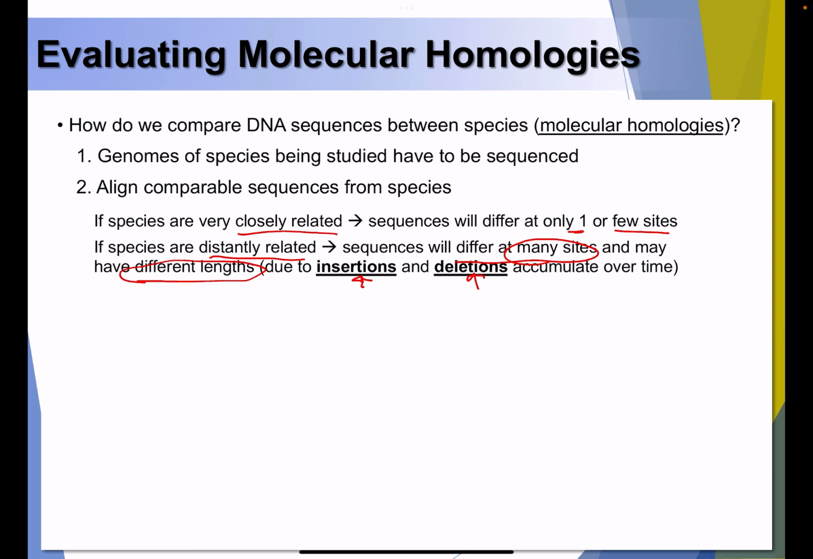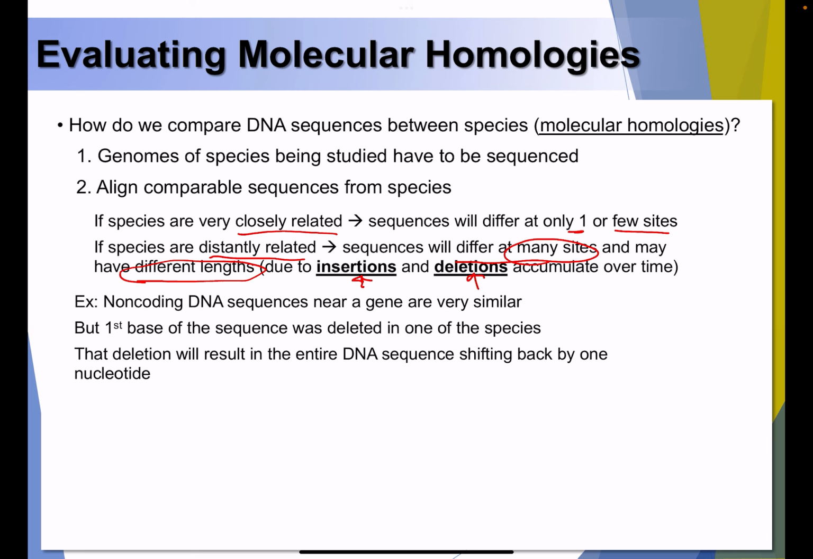And hence, when you're talking about an insertion, it means you're inserting an extra letter into the sequence. Or when you're talking about deletion, you're taking out either 1 or 2 or even sometimes 3 nucleotides from the sequence. All right, so here's an example. Let's say you have 2 species' DNA and their non-coding DNA sequences near a gene are very similar. But the first base of the sequence was deleted in one of the species. This deletion will result in the entire DNA sequence shifting back by 1 nucleotide.